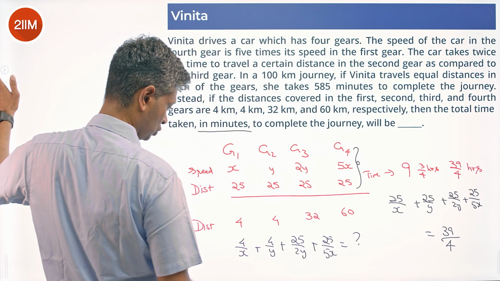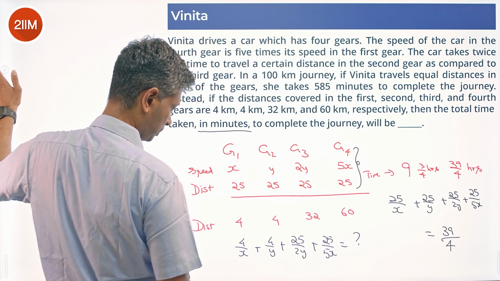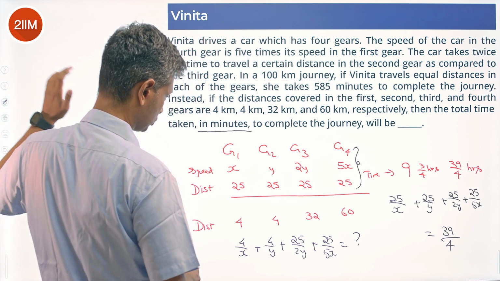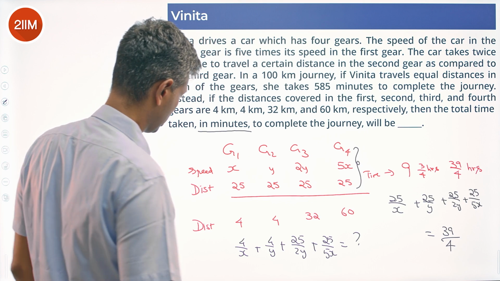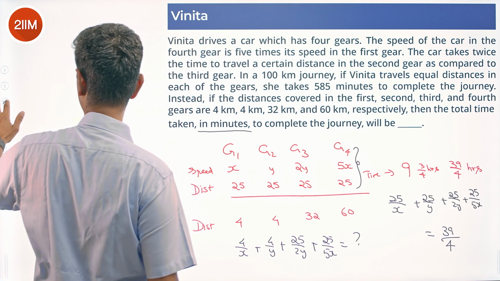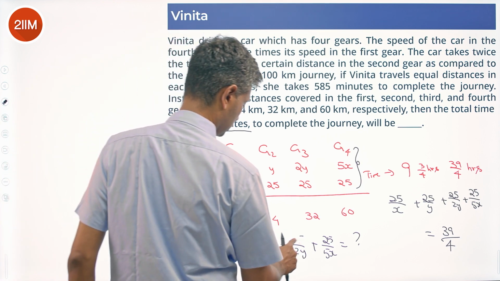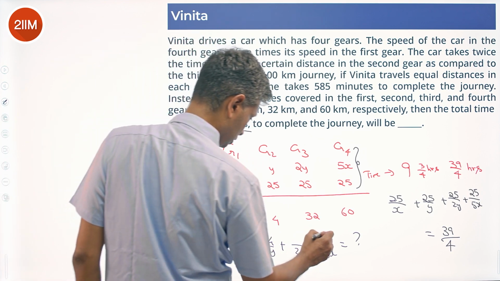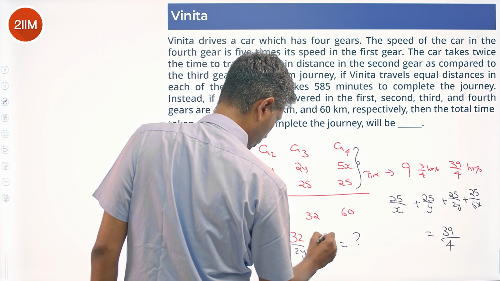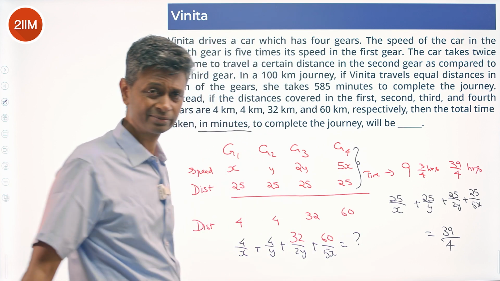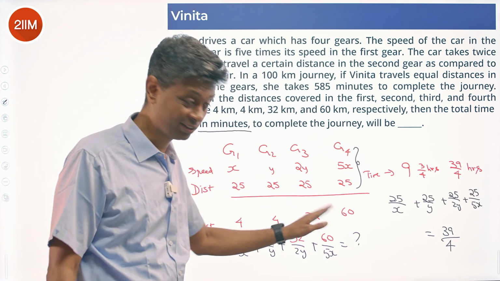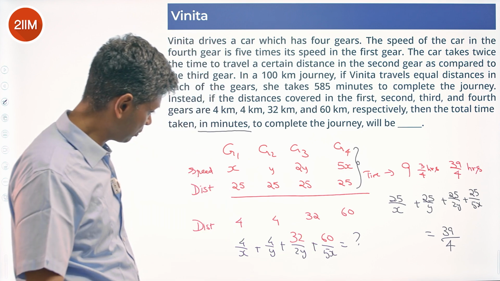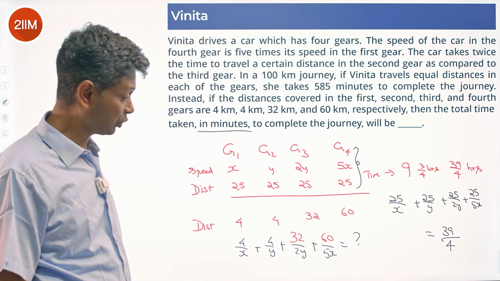Other equation, 4 by x, sorry, I've written 25 and 25, I need to fix this. This is absolutely wrong. Let me fix that. This is 32 by 2y and 60 by 5x. I just copied this, I should have copied this. And so 4 by x plus 4 by y plus 32 by 2y plus 60 by 5x.